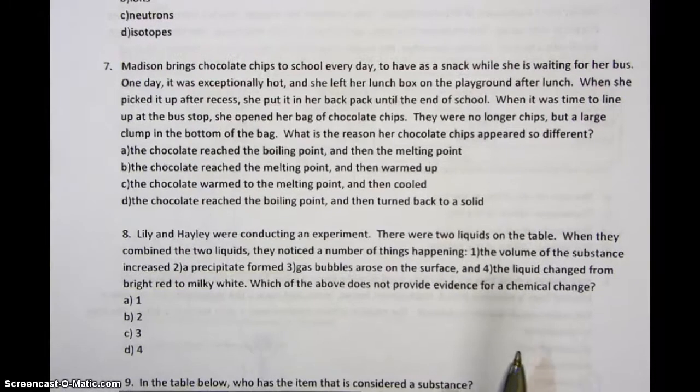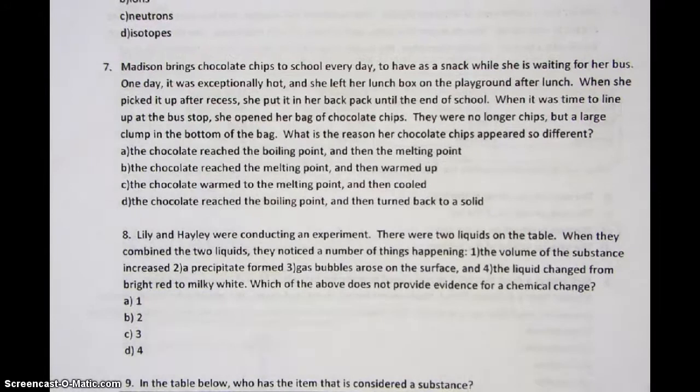Madison brings chocolate chips to school every day to have a snack while she's waiting for her bus. One day it was exceptionally hot, and she left her lunchbox on the playground after lunch. When she picked it up after recess, she put it in her backpack until the end of school. When it was time to line up at the bus stop, she opened her bag of chocolate chips. They were no longer chips, but a large clump at the bottom of the bag. What is the reason her chocolate chips appeared so different?